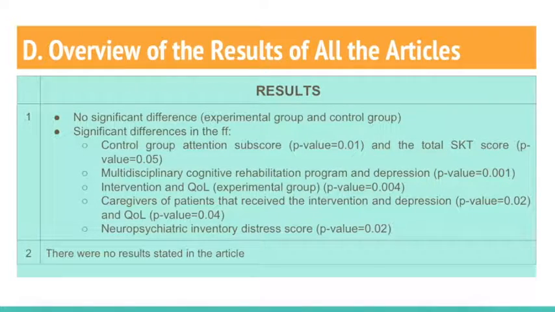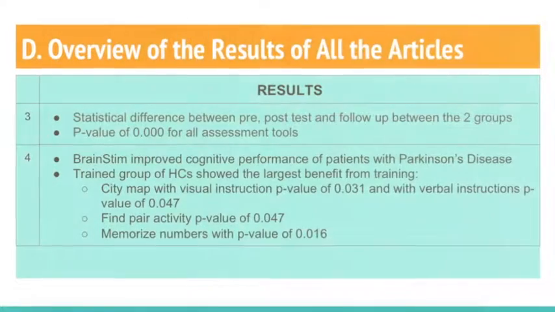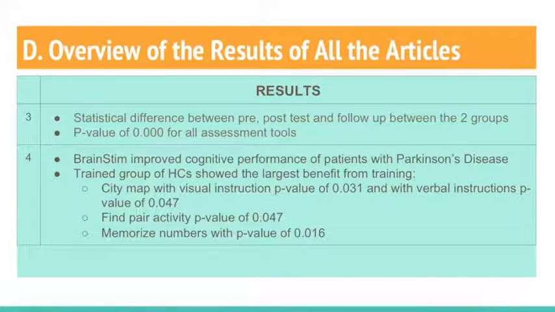For the second article, there were no results stated in the case. For the third article, the results of the assessment tools showed that there was a statistical difference between pre-test, post-test, and follow-up between the two groups. There is a p-value of 0.000 for all assessment tools. This means that the study group improved immediately at post-test and in follow-up.